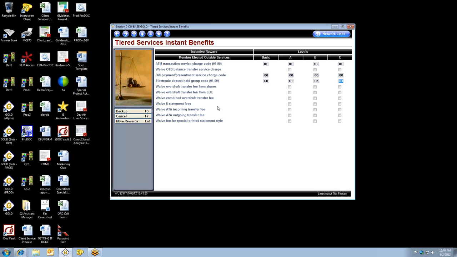E-statement fees. I don't see anybody charging for e-statements, so that's definitely something that I don't see configured. But something I have seen in some other credit unions, if you're not currently doing it, is that you can actually award a credit to members for being enrolled in e-statements. That would be something outside of tiered services, but I did just want to mention it.